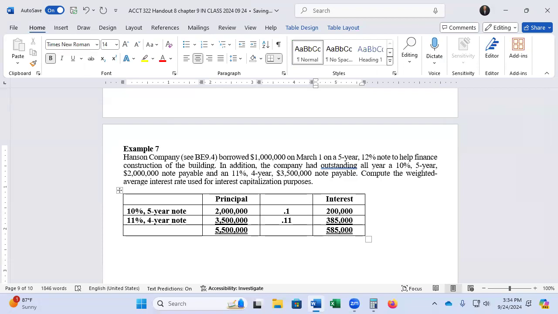Now, why didn't we put the other one in here with this? Because there's really 3 notes, right? Because that one is specific, borrowed 1 million on March on a 5-year 12% note to help finance the construction of the building. So that one is directly tied to the building. So we don't have to look at our other borrowings for that.